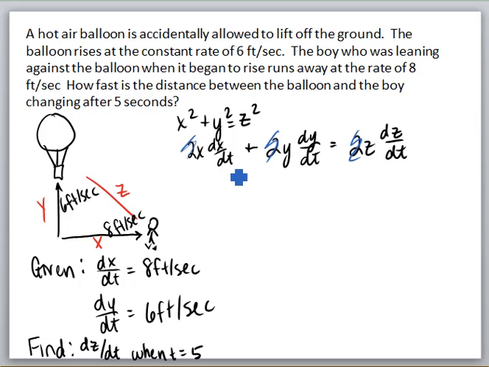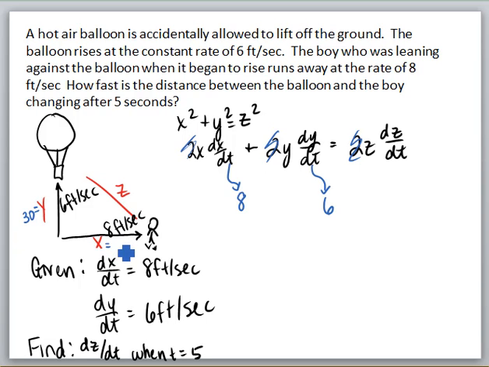If I start plugging in the values I have, I know that this is 8. I know this is 6. And I know that after 5 seconds, y would be 30, because it's moving at 6 feet per second, so every second it goes up 6, so after 5 it would be 30.